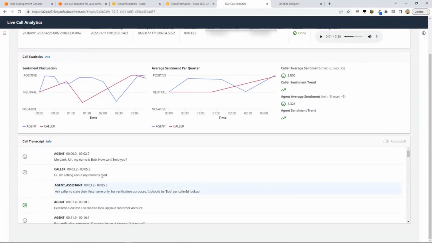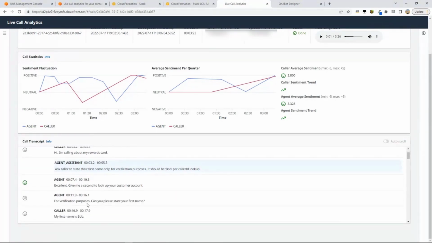So it recognized I'm calling about the reward card. It knew that the very next thing that Babu was going to need to know is, what's my name? I already had a good guess at my name from the caller ID because you'll notice it knew the number I was calling from. So for verification purposes, it just wants to make sure that my name is what the system thinks that it should be.